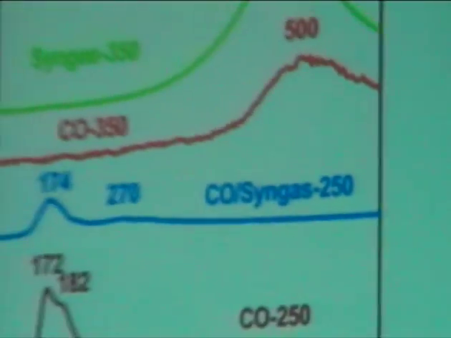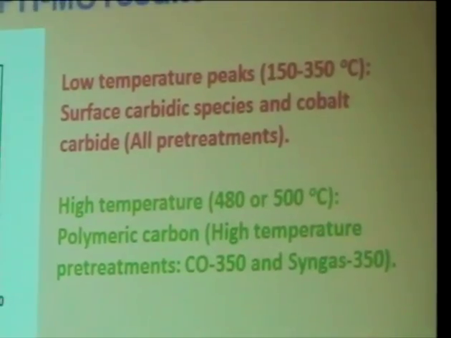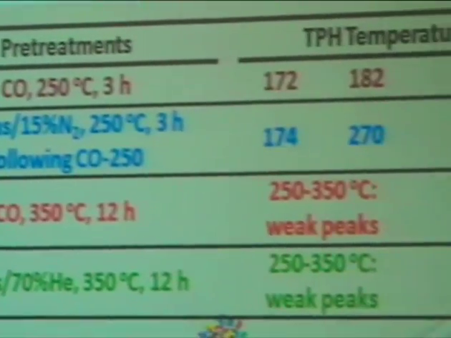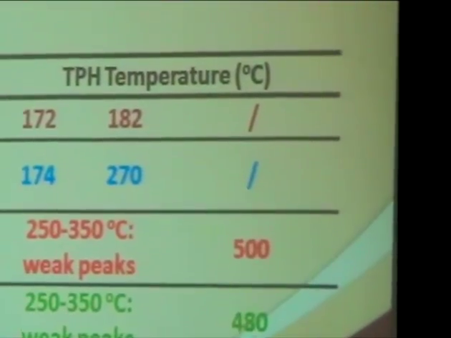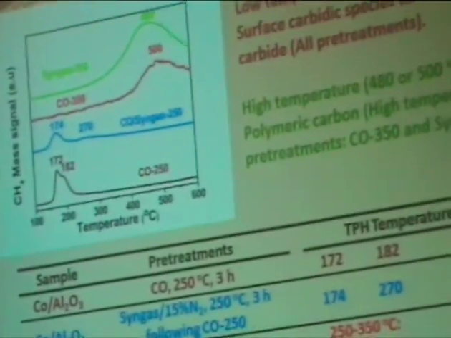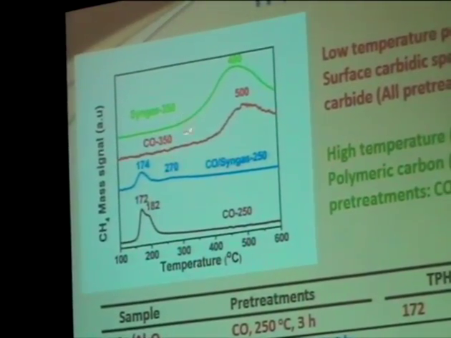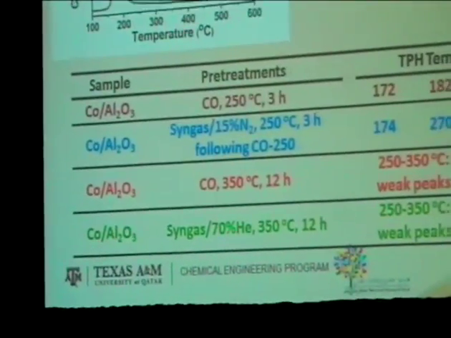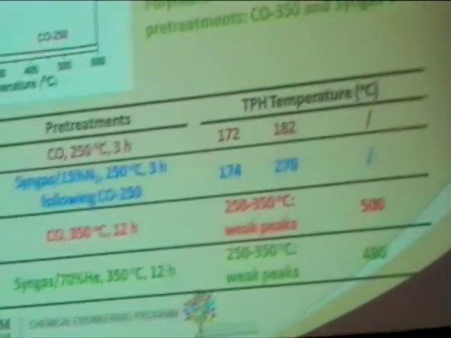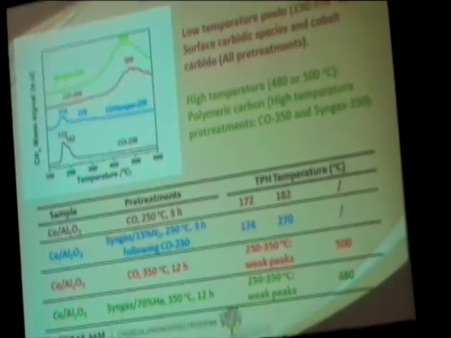And here's what we have. For CO250, you have only peaks at lower temperatures, and after that nothing happens. Those are attributed to surface carbon or possibly bulk carbon. The same thing happens when you do CO followed by syngas. With either syngas at 350 or CO, you start to see some small peaks, which are carbides, surface or bulk, and then what is known as polycarbon, because the peak is around 500 degrees centigrade. So we do form some polymeric carbon with CO pretreatment or with syngas pretreatment.